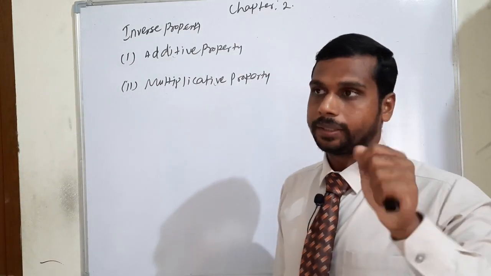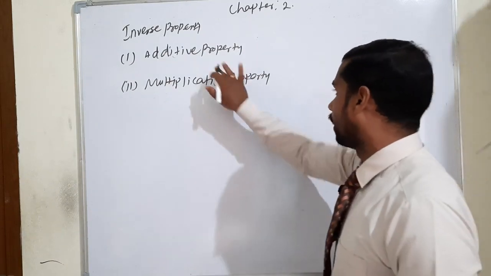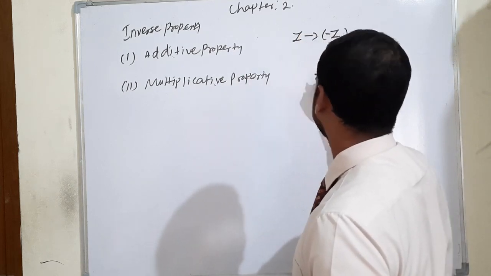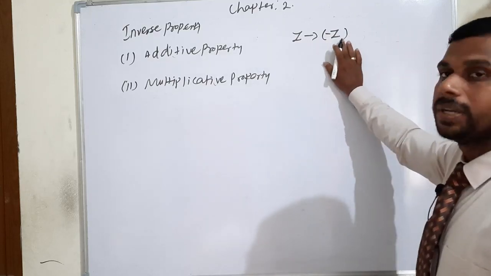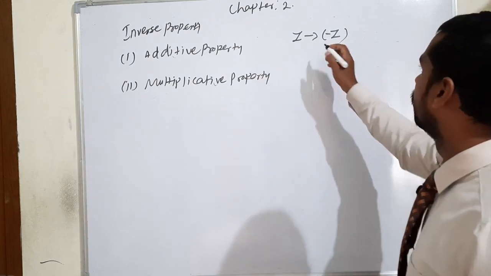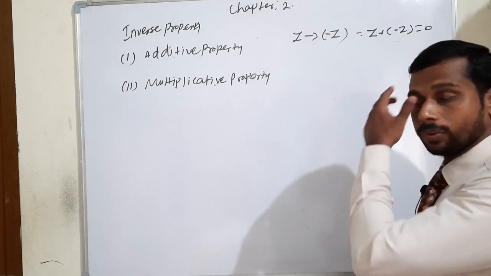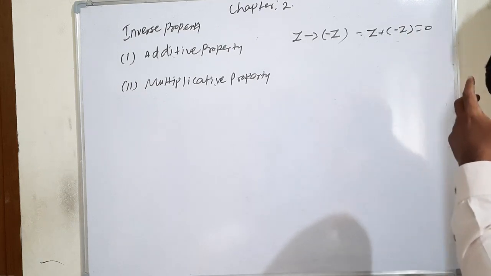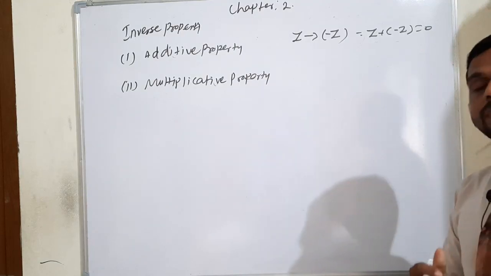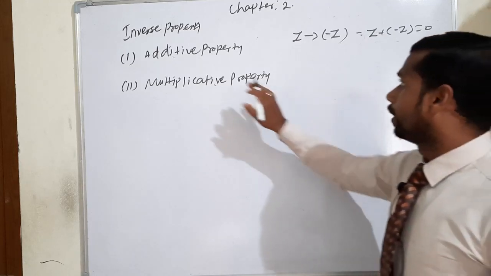Already we have discussed the identity property, the same concept. Additive means if we consider Z, you have to change the sign: plus Z means minus Z. If it starts with minus Z, you have to add positive Z. Then Z plus minus Z gives us 0. So if you have any complex number, if it is positive just add the negative sign, and if it starts with the negative sign just add the positive. That time we will get 0. That is the additive inverse.